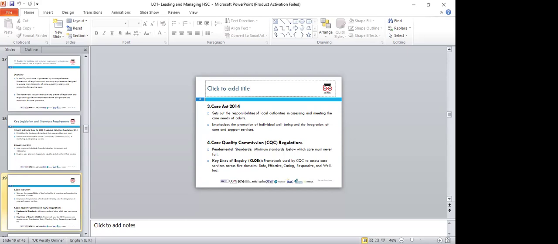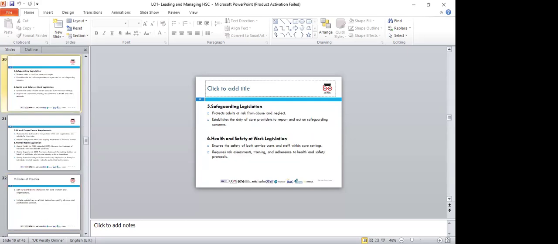Okay, yes. Then we have key lines of inquiry, KLOEs. This framework is used by CQC to assess care services across five domains: safe, effective, caring, responsive, and well-led care. Responsive care, very important. A care that is responsive is a care where feedback is taken from the service users and also from the staff themselves to help in improvement of care.